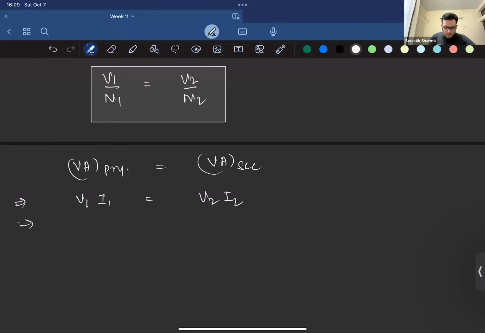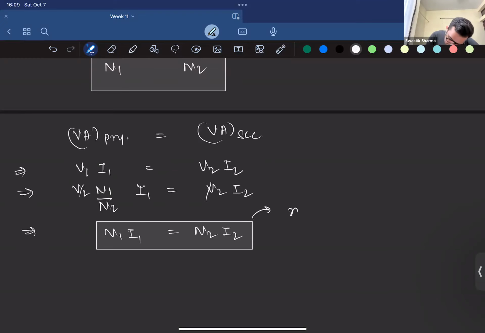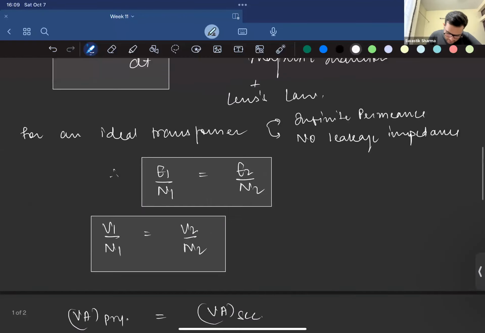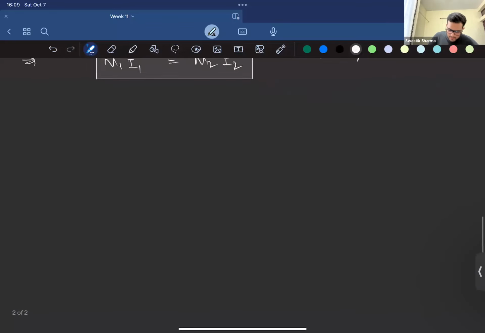And we know V1 is what? V2 times N1 upon N2, which tells us that N1 I1 is equal to N2 I2, which leads us to this equation, which further means that MMF of primary side is equal to MMF of secondary side only for the case of ideal transformer. Okay, this is it. Let's jump to the no load operation of the transformer.